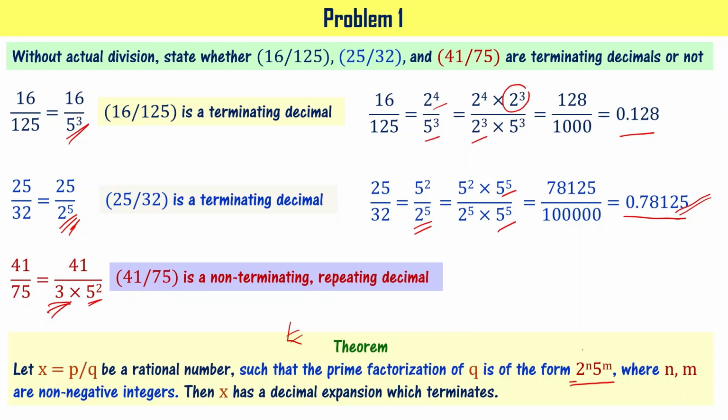If you want to prove that, you simply calculate 41 by 75, that is 0.54666 and so on. That can be written as 0.54 with a bar on 6, since 6 is the digit which is repeating, right? I hope you understood this concept. Let's go to the next problem.